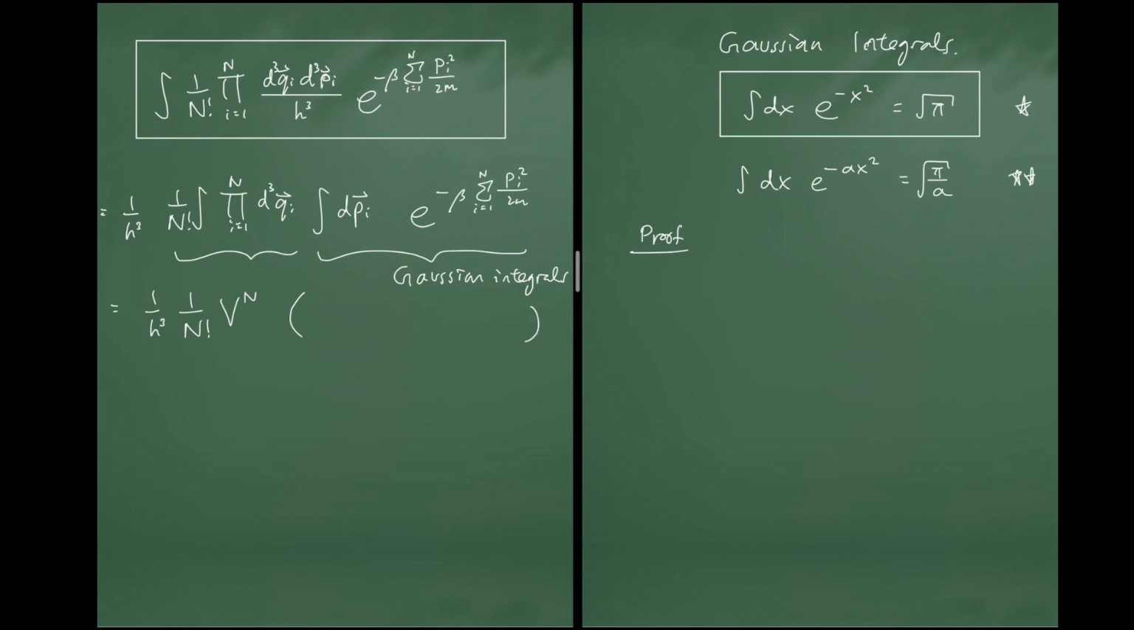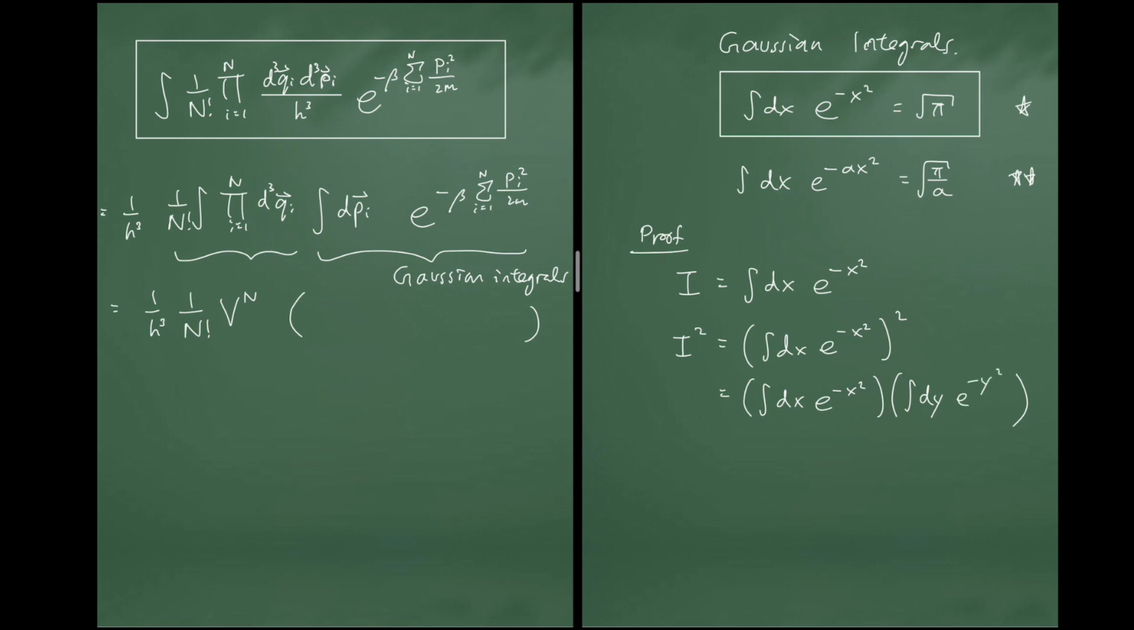There are many ways to evaluate this, but the simplest and most elegant one is to consider doing a double integral. So let's call this I, and let's evaluate I squared. That means we can write this as this times itself. However, to make sure the dummy variables don't cross each other, we'll use different dummy variables for the second one, because x and y are just dummy variables. I'm free to use whatever I like. So now that I have two of them, I can rewrite them like this.